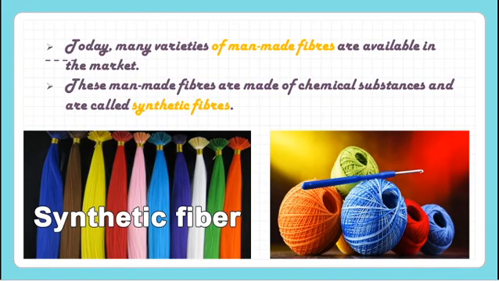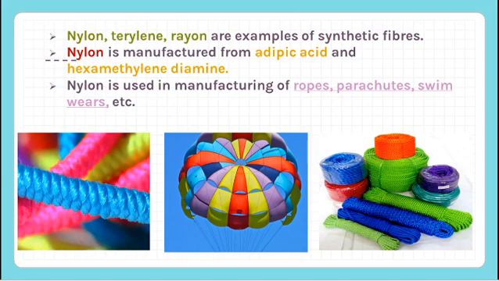And nowadays we are using synthetic fibers. That is, synthetic fiber is called man-made fiber. We are producing synthetic fibers using various chemical substances. So these are all called man-made fiber or artificial fiber. For example, nylon, terylene, rayon, these all come under synthetic fibers.